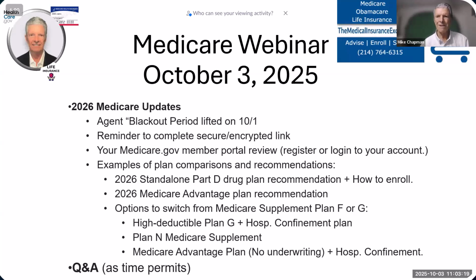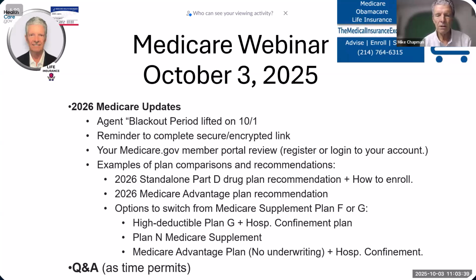talk to you beforehand. There's a blackout period that honest and ethical agents are required to follow, which says you can't talk about 2026 plans or specific information until October 1st, which was a couple of days ago.